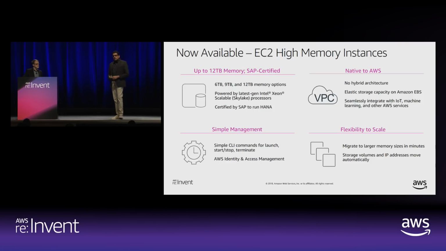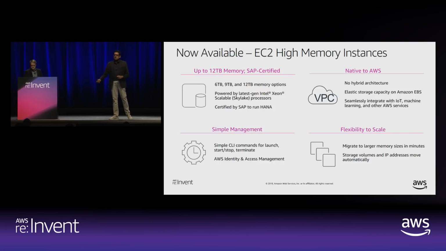And the fourth point, flexibility to scale. If you are running your large HANA systems on-prem or in colo, that would mean that you would have to plan ahead for your data growth. If you're running a 6 terabyte system, and if you think that you would go to 9 terabyte within 2 years, you likely don't have the flexibility to start with 6 terabyte and then go to 9 as you experience data growth. With EC2 High Memory instances, you can start with the instance size that you need today.